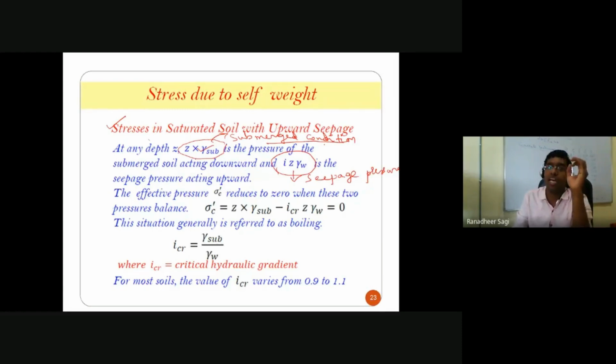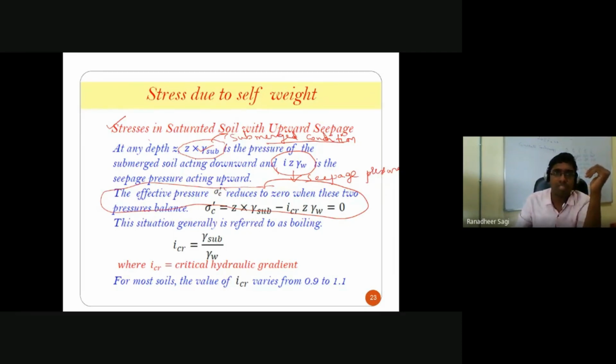In the upward direction, it's nothing but i into Z into gamma W. So whenever you have i into Z into gamma W, which we are calling seepage pressure, when it gets balanced with the submerged pressure, then automatically the so-called effective stress you are trying to calculate comes out to be equal to 0. So the effective stress we calculate at any depth, it need not be at point C, it could be at point B or at any other point. Because of the flow happening through the soil sample, the effective stress reduces to 0.